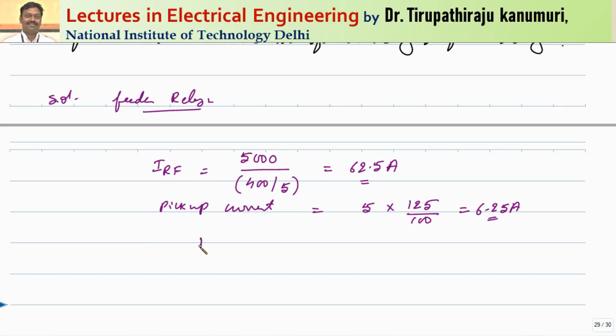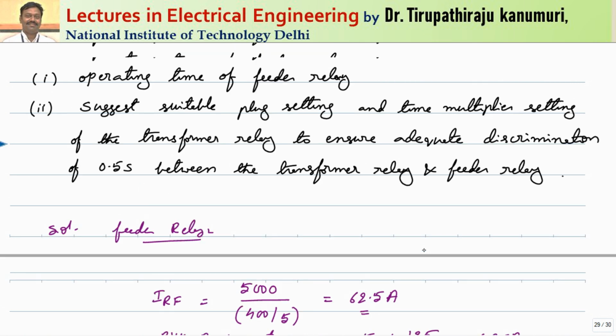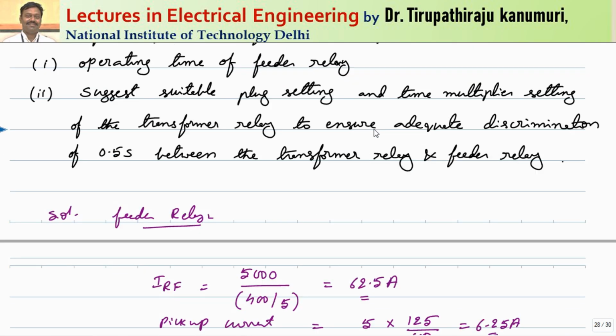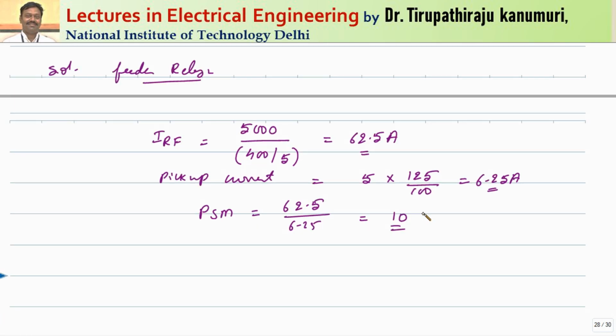So from this we have to calculate the plug setting multiplier. The plug setting multiplier will be 62.5 divided by 6.25. So how much value will come? This will come as 10. Corresponding to this value 10, you go to the table and check the time. Corresponding to 10, the time taken is equal to 3 seconds. So from the table, we got it as 3 seconds.